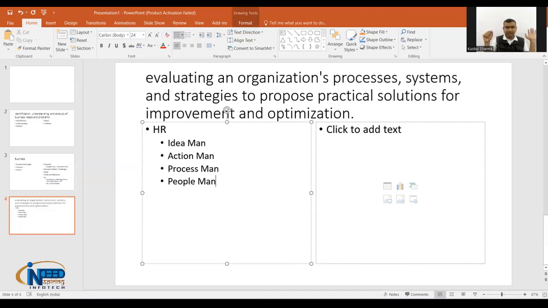And then we have people's man. People's man has good HR skills. An HR person must be a people's man, so he can listen, he can understand, and he can manage people and team. That is basically the work of a people's man.